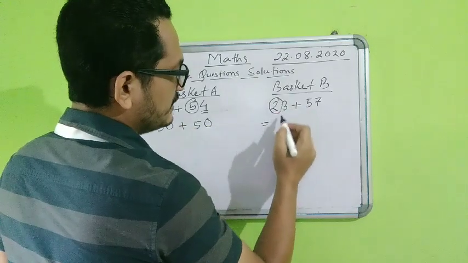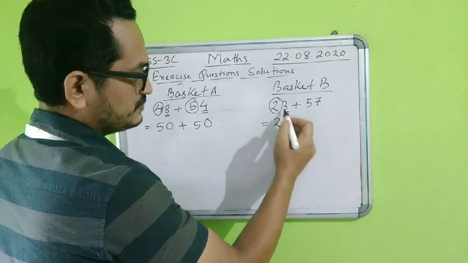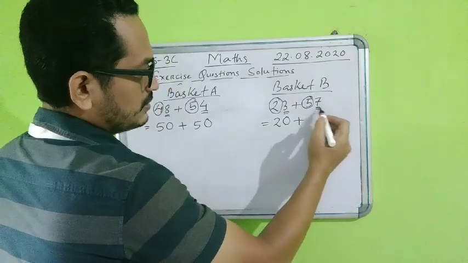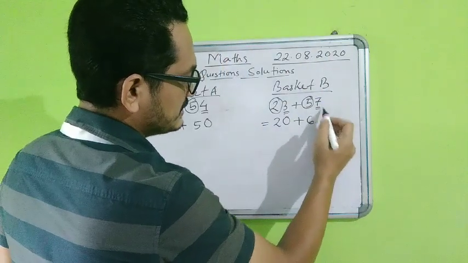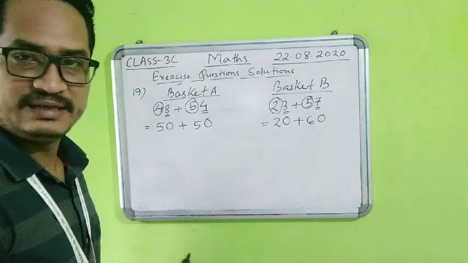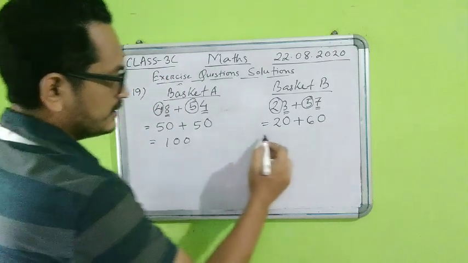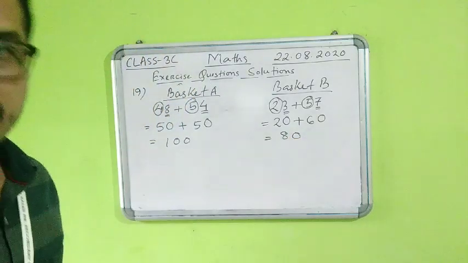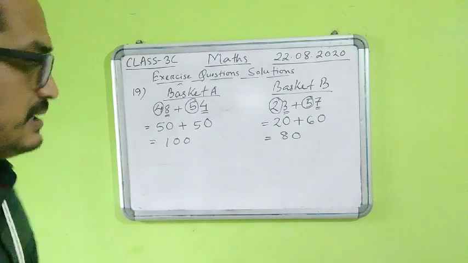Here this is the rounding place, 3 is there which is less than 5, so it will be 2 here, no change, and this will be 0. And if you see this one, the ones place is 7 which is greater than 5, so it will be 5 plus 1, 6, and this will be 0, 60. Okay, 50 plus 50 will give you 100, and 20 plus 60 will give you 80. So the total number of sea cells in basket A is 100 and in basket B is 80.